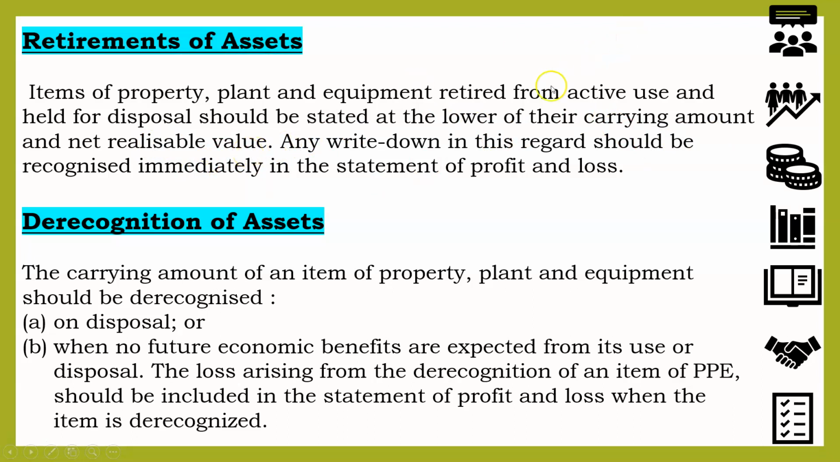This means that when you are retiring an asset from its active use and it is ready for disposal, at that time you should record that asset in your books of accounts at either the carrying amount or the net realizable value. That means today, if you sell that asset in the market, what price you will get for that asset is known as the net realizable value. So whichever of the carrying amount or the net realizable value is lower, you have to mention that cost in the books of accounts. Any write down in this regard should be recognized immediately in the statement of profit and loss.